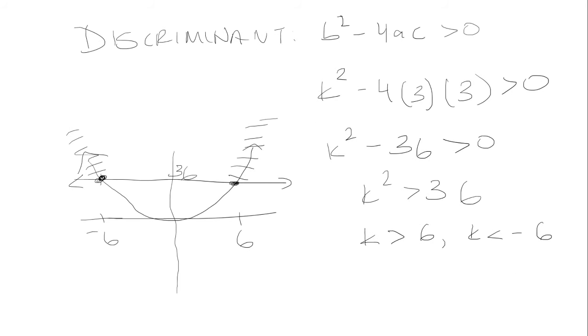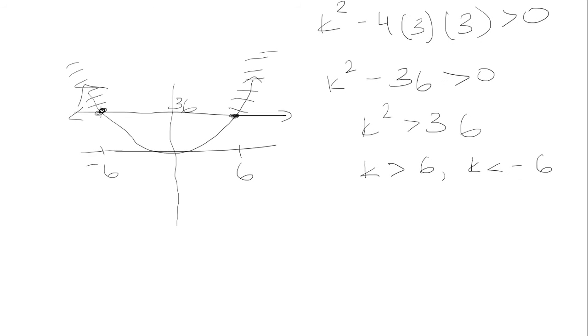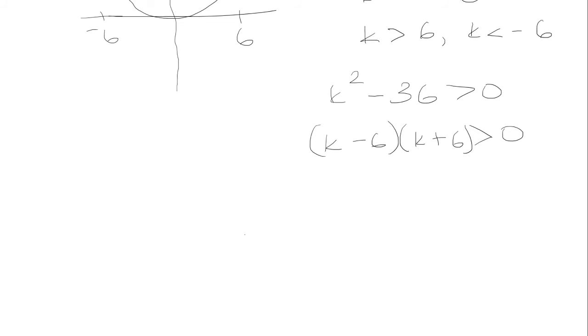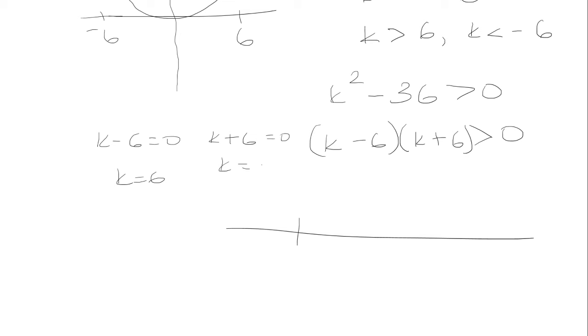If you're not happy with this solution, you can also solve it a different way. We want k squared minus 36 to be greater than 0. That means k minus 6 times k plus 6 has to be greater than 0. So we'll draw a number line with all the zeros. We'll set each one equal to 0. k minus 6 equals 0 when k is 6, and k plus 6 is equal to 0 when k is negative 6.